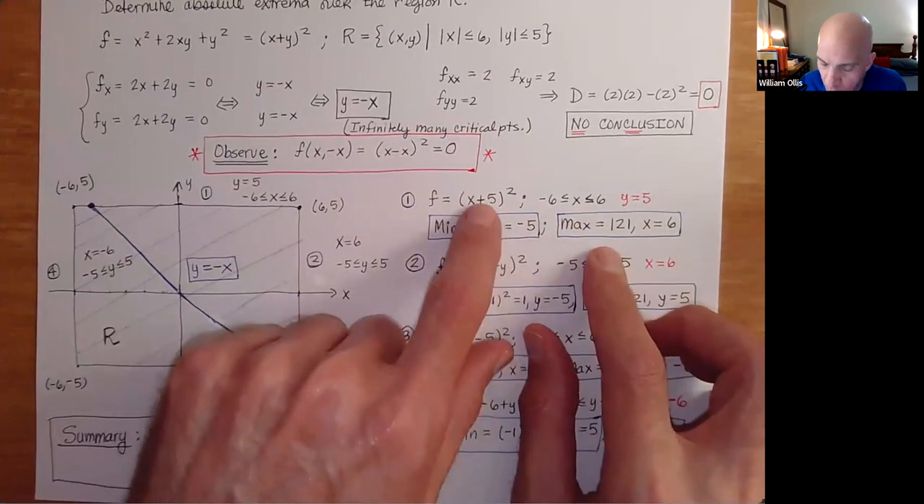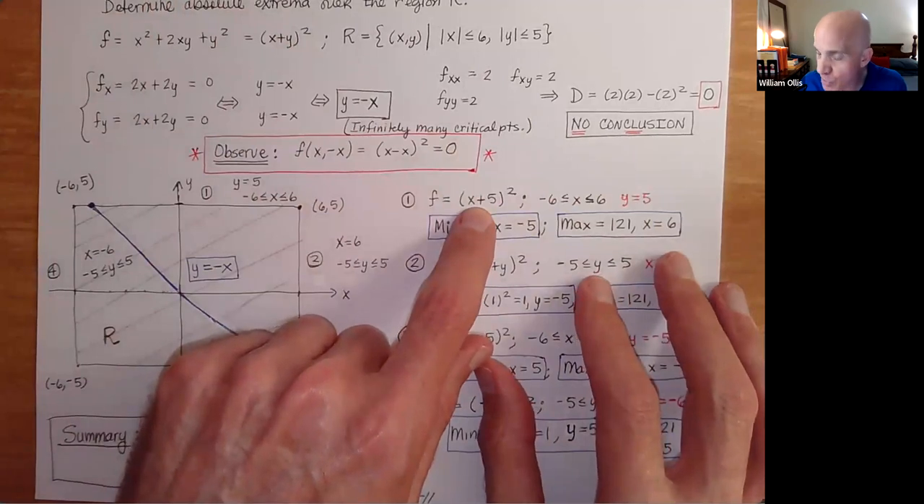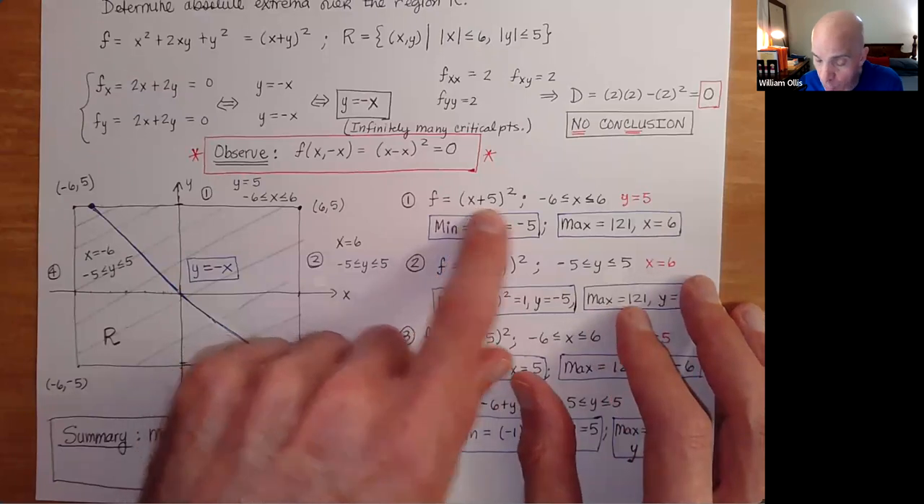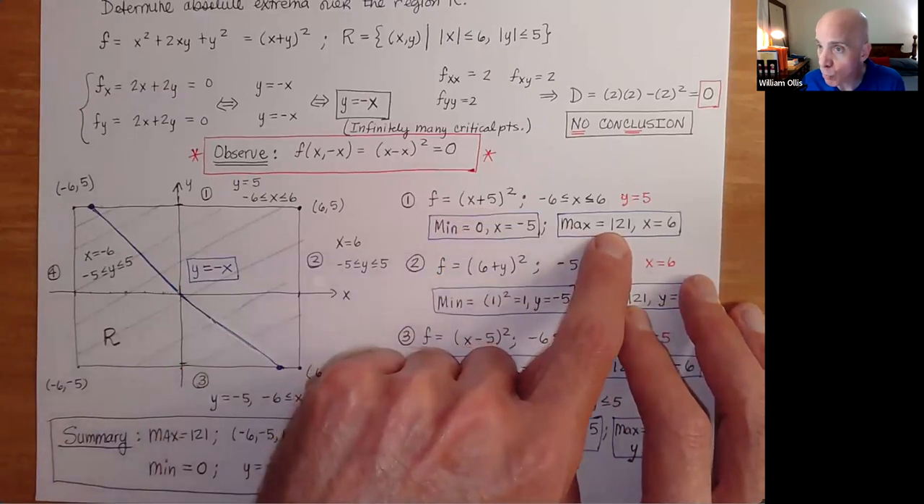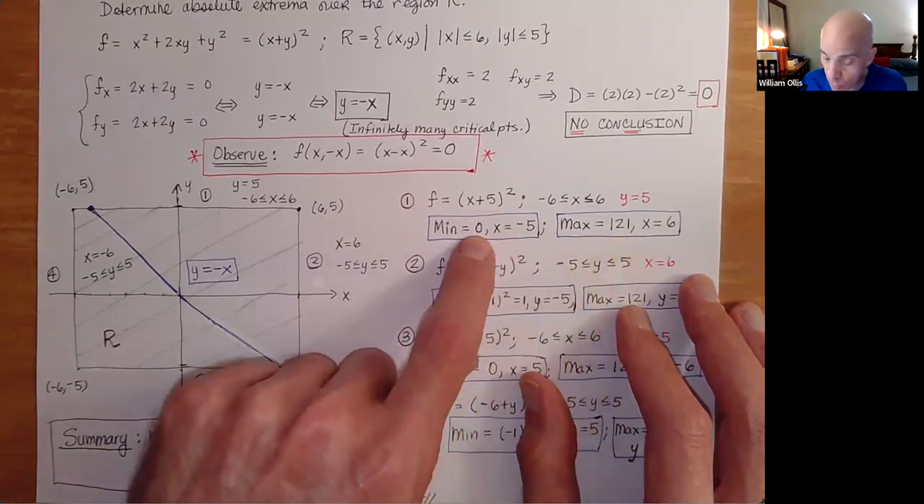And then how can we make this as large as possible? Well, how can we maximize x plus 5? Very simple, just like we did on the last problem. Replace x with 6, and of course we get 11 squared, which is 121. So we're going to see this 121 again, and we're going to see the 0 again.